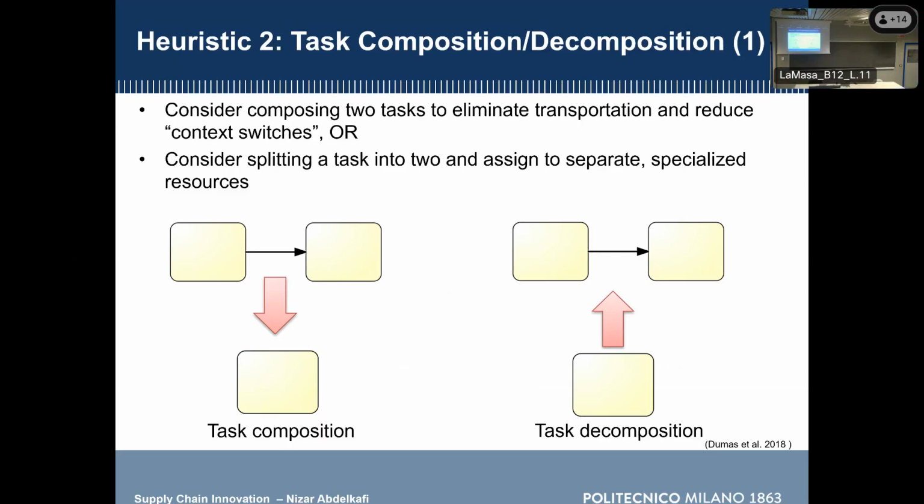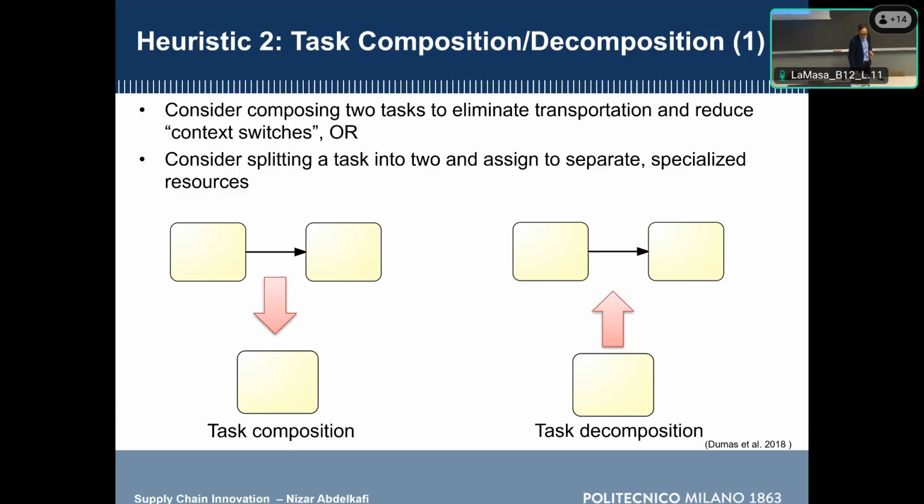Consider composing tasks to eliminate transportation. Here, when we do them together, we are reducing transportation. And consider splitting a task into 2 and assigning them to separate specialized resources. For example, if you would like to make it faster, instead of having one big task done by one single person, you split it in 2 tasks, and then you assign these 2 tasks to specialized people with competencies in doing both subtasks in a competent way. So it really depends on the case at hand, but both principles, heuristics, could be very useful.